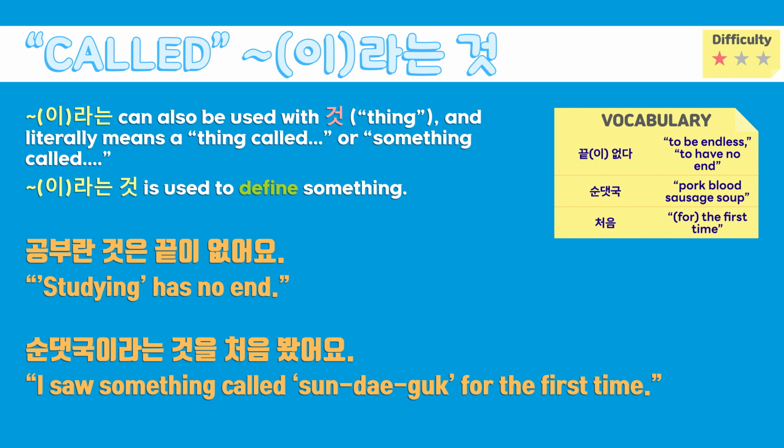이라는 can also be used with 것, meaning thing, and literally means a thing called or something called. 이라는 것 is used to define something. 공부란 것은 끝이 없어요. Studying has no end. 순댓국이라는 것을 처음 봤어요. I saw something called 순댓국 for the first time.